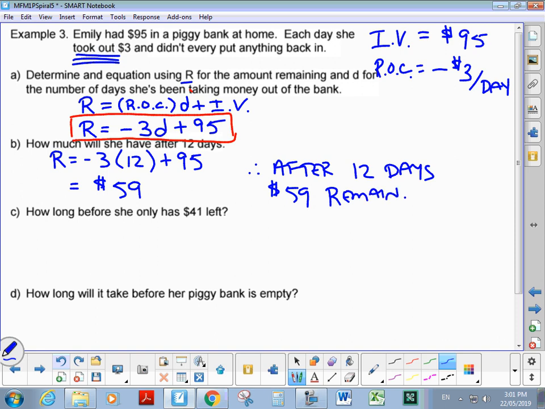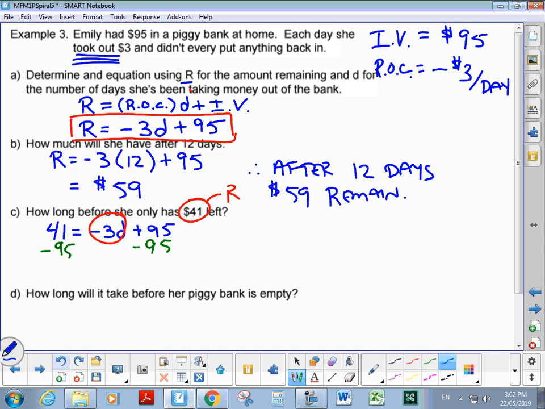How long before she only has $41 left? So in this case, they've given us a Y value, or in this case, the R value. So it's the money. So our equation would look like 41 equals negative 3D, don't forget the negative, plus 95. Again, you have the skills to solve this. So we're going to isolate the D term. So minus 95 from both sides.